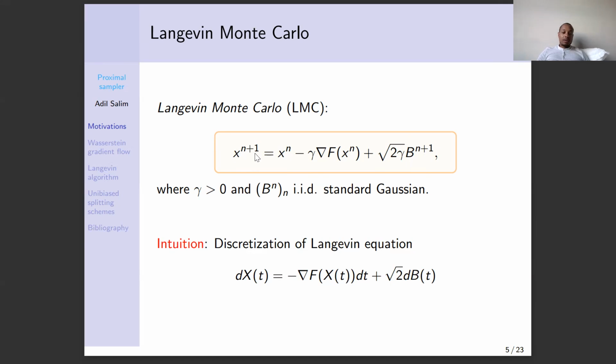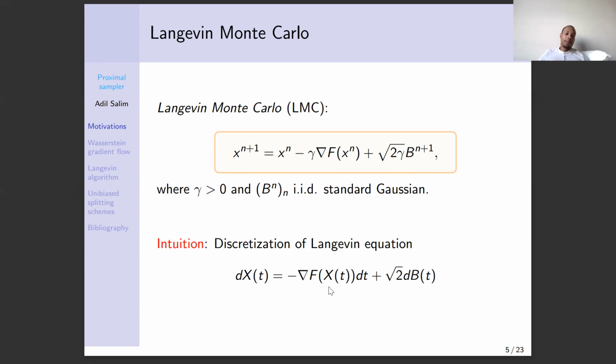The first intuition why this would be a nice sampling algorithm is that this is an Euler discretization of a stochastic differential equation called the Langevin equation, which is written dXt equals minus the gradient of f at Xt dt plus square root of 2 dBt. We know the behavior of this SDE, and in particular we know that Xt is going to converge in distribution to the target distribution mu star, which is proportional to exponential minus f.